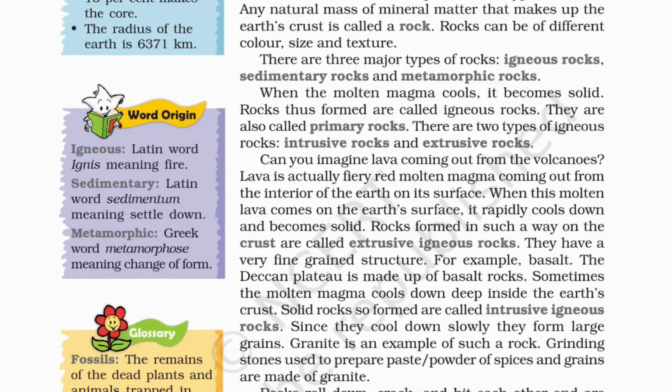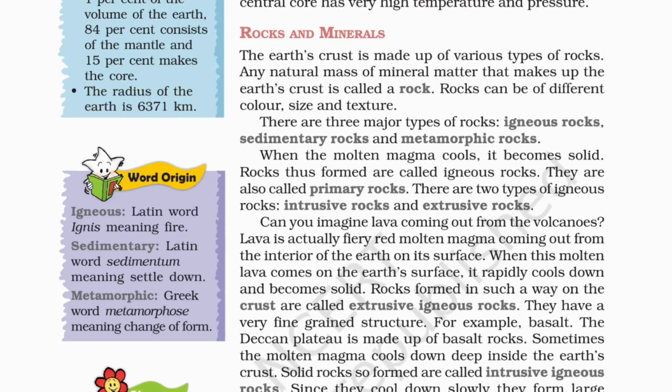Now rocks and minerals. The Earth's crust is made up of various types of rocks. You might have seen rocks of various sizes, big, small, right? Now what is a rock? Let's study the definition of rock first. Any natural mass of mineral matter that makes up the Earth's crust is called a rock. Let's repeat. The rocks can be of different color, shape, size and texture.